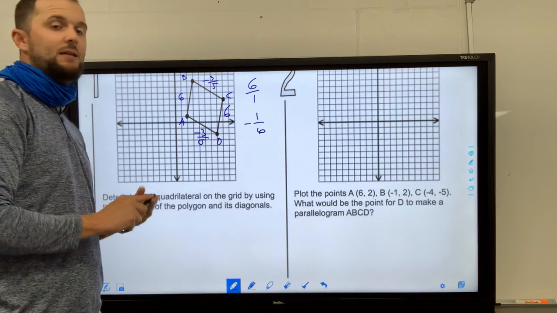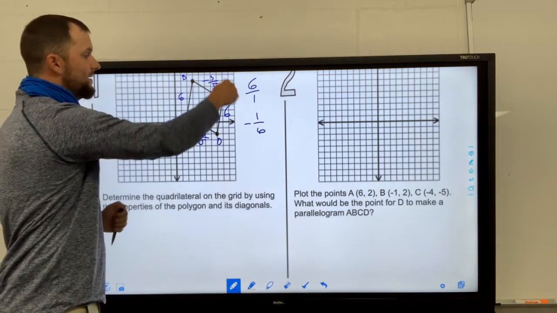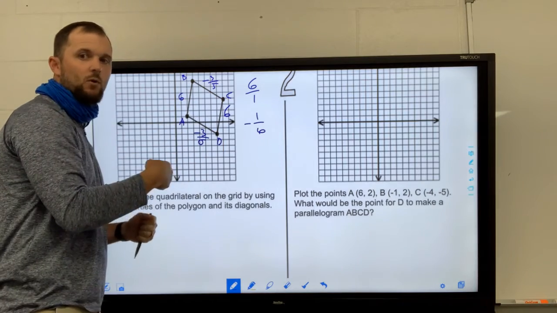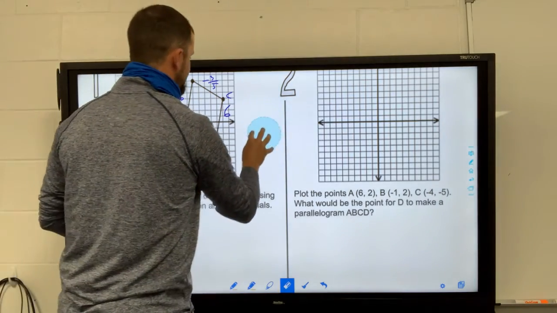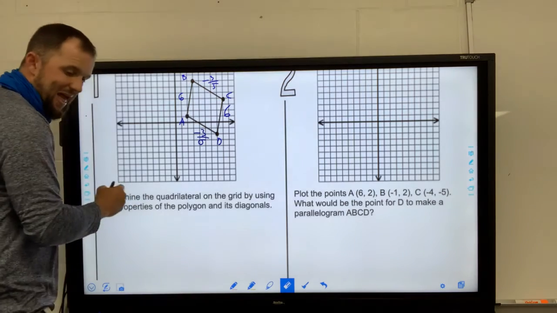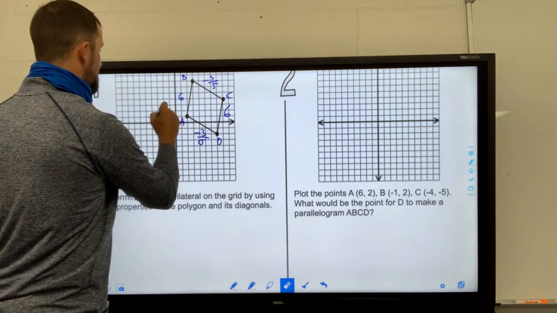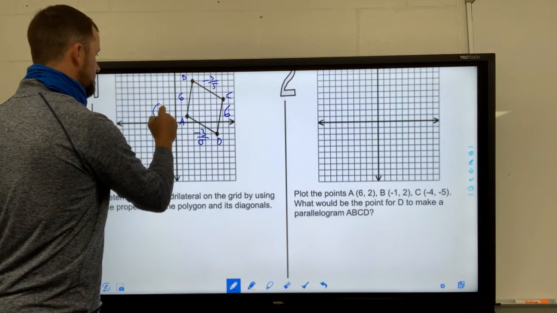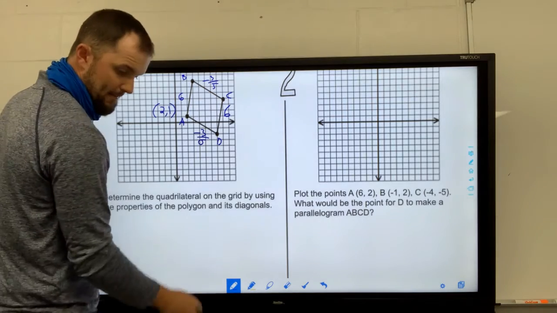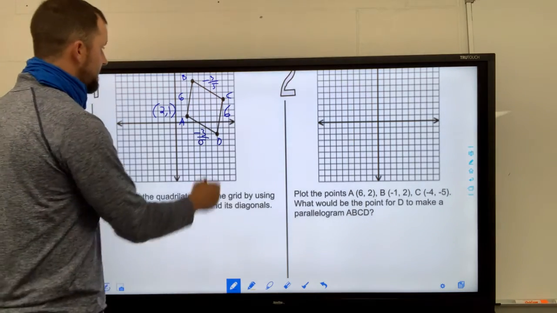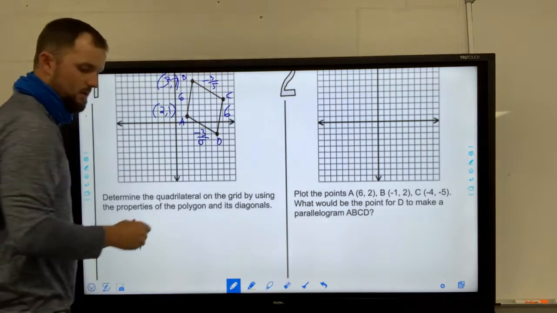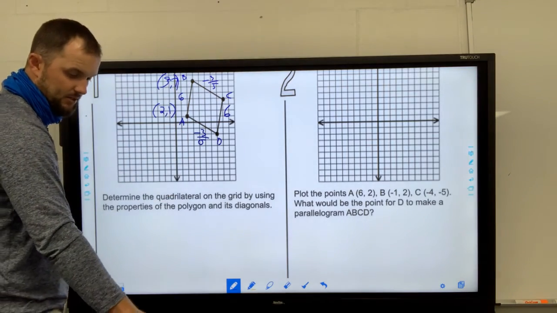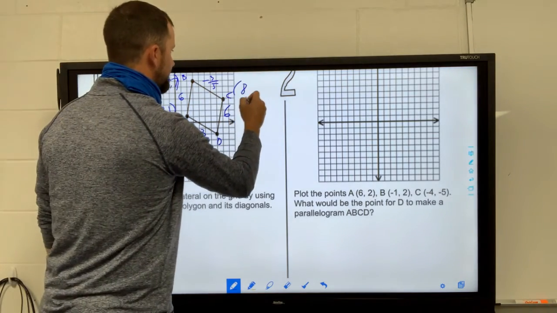So in order for it to be a rhombus, all of my sides have to be congruent. So now I need to check the distance of those. So let's go ahead and do that. Right now, point A is going to be 2, 1. Point B here is going to be 3, 7. Point C over here is going to be 8, 4.